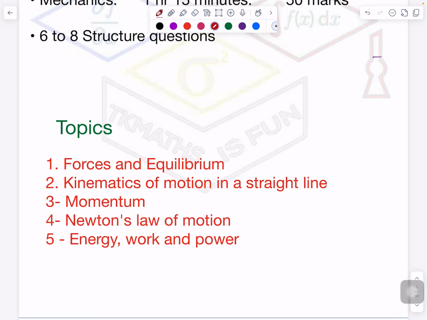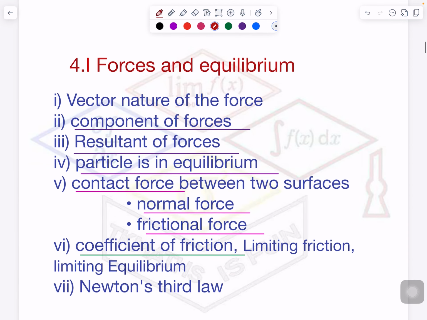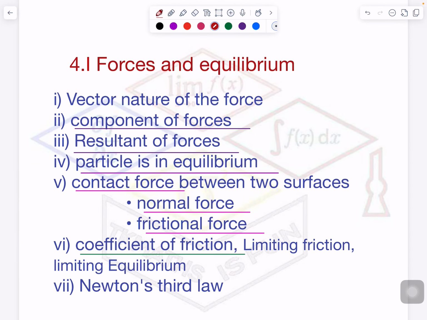According to the syllabus, these are the topics: forces and equilibrium, kinematics of motion in a straight line, momentum, Newton's laws of motion, and energy, work and power. Now, what are the subtopics in these 5 topics I have explained here? It is very important that you read all this. So these words, terminologies, you come across multiple times and you will get used to and comfortable with them.